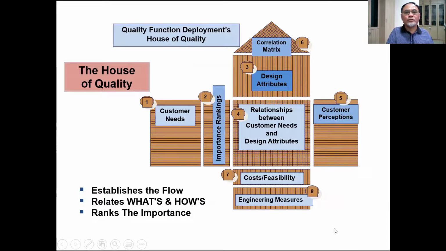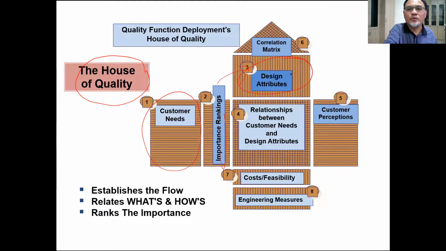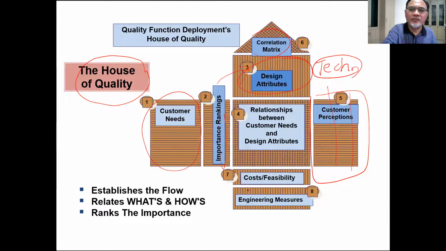Okay, so this is the house of quality. It's wonderful, the house of quality, where you have the customer needs, and its importance ranking. You go through determining the design attributes or the technical requirements. Okay, the technical requirements, and you can develop the correlation matrix and look at customer perception in terms of how you compare with your competitors. Look at the feasibility, cost feasibility, and the engineering measures. So actually establish the flow, and it relates what's and how.